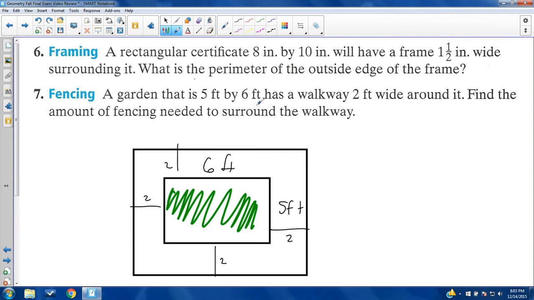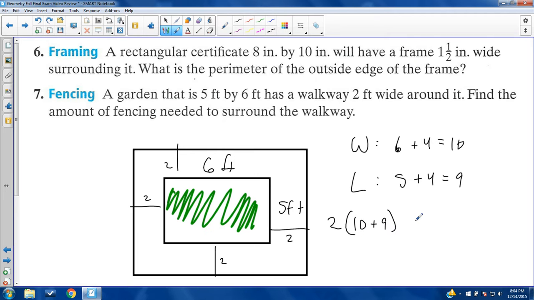Find the amount of fencing needed to surround the walkway. So that's a perimeter question. How much feet of fencing would I need across here? So the width is 6 plus 2 plus 2. So 6 plus 4, which is 10. The height, I'll call it length, not height. The length is 5 plus 2 plus 2. It's 5 plus 4, which is 9. So add the width and length twice. 10 plus 9 times 2 gives you 19 times 2, which is 38 feet of perimeter fencing.